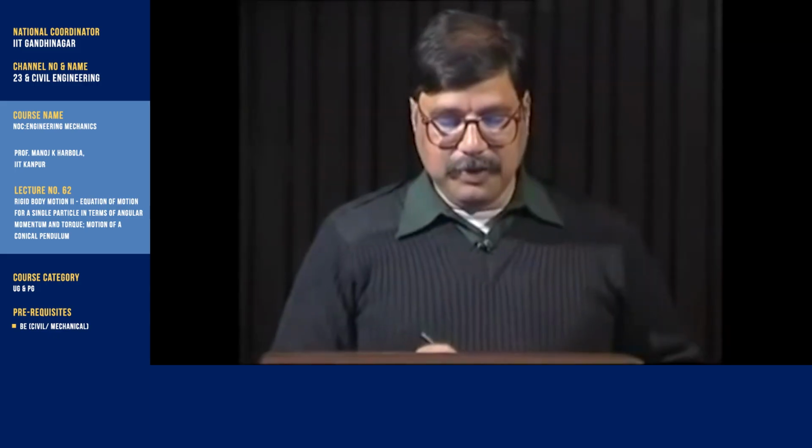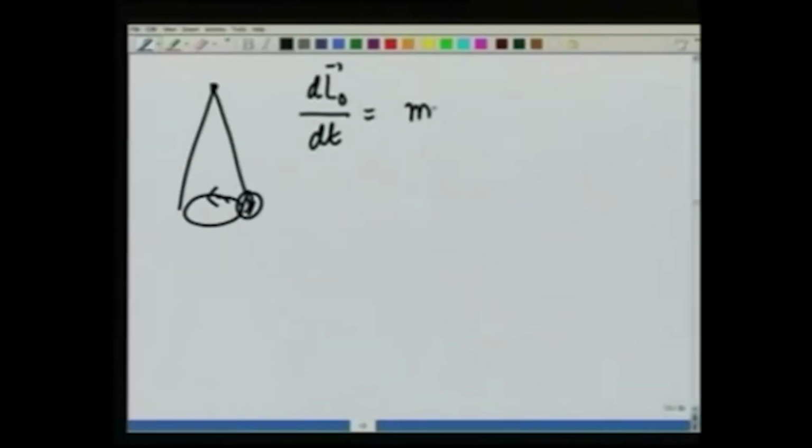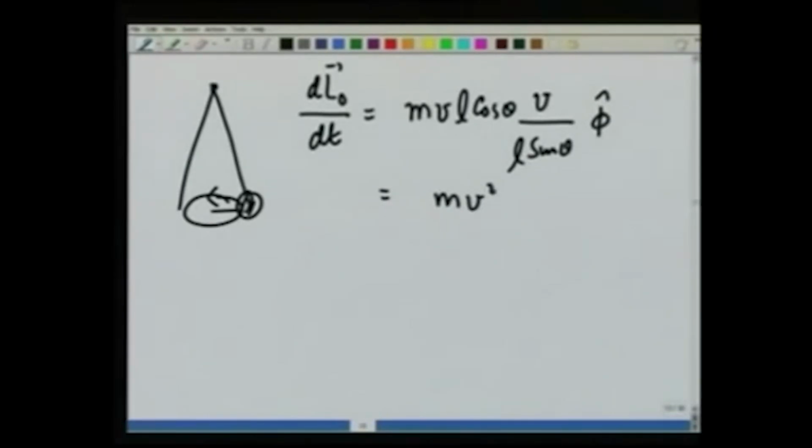So, what we learned from this is, if I take this conical pendulum which is moving like this, dL_O by dt is equal to m v L cosine theta omega. Omega is going to be velocity divided by the radius, so velocity divided by L sine theta, in phi direction, which is m v squared cotangent theta in phi direction.